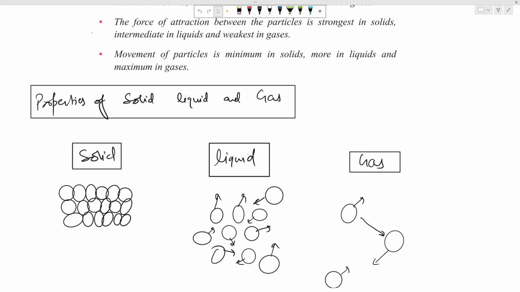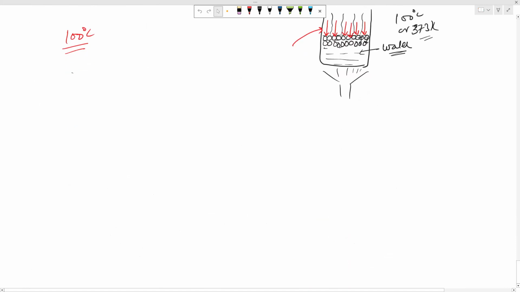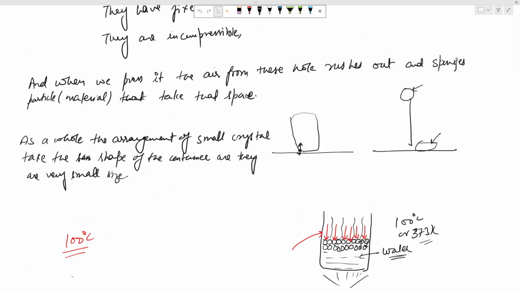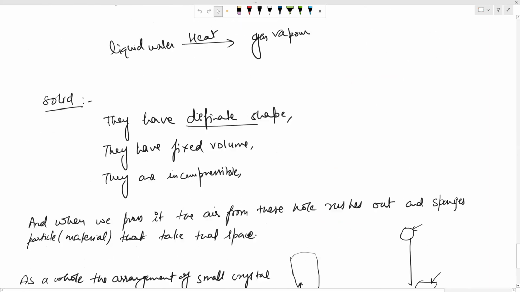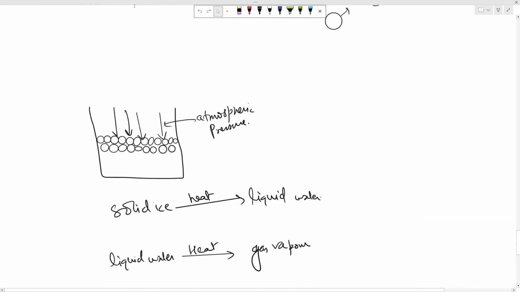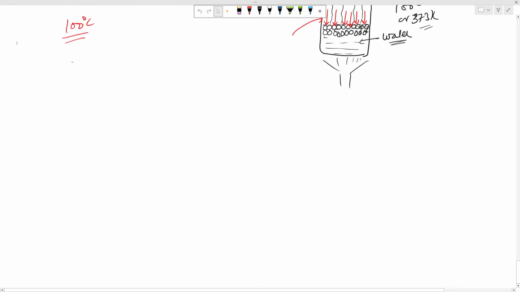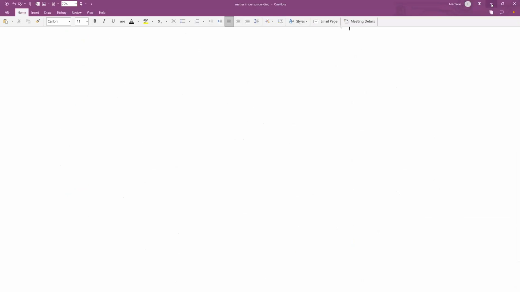Can you tell me the last topic that we have studied? We were discussing the states of matter, and we have done that till gases. We also discussed atmospheric pressure. Okay. Today we shall be going to discuss the change in states of matter.